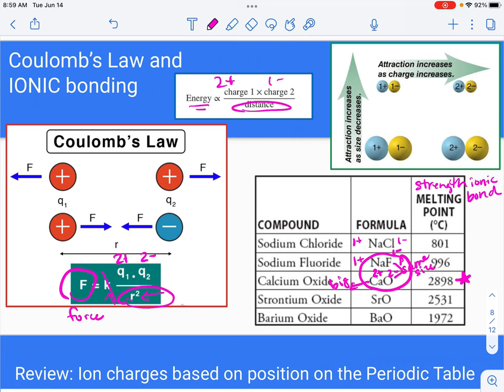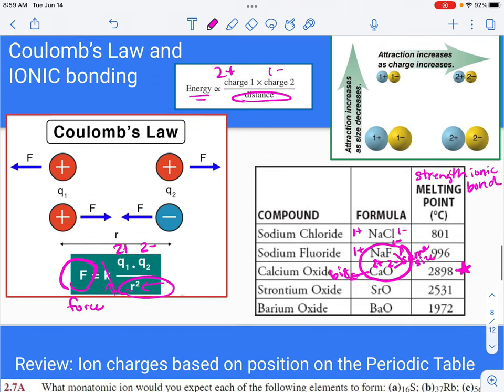And we would say that the fluoride ion and the oxide ion are similar in size, that the calcium ion is larger than the sodium ion, so we would expect a lower melting point for calcium oxide, but that it's so much higher is created by the 2 plus 2 minus instead of the 1 plus 1 minus. Okay, that's your introduction to Coulomb's law.